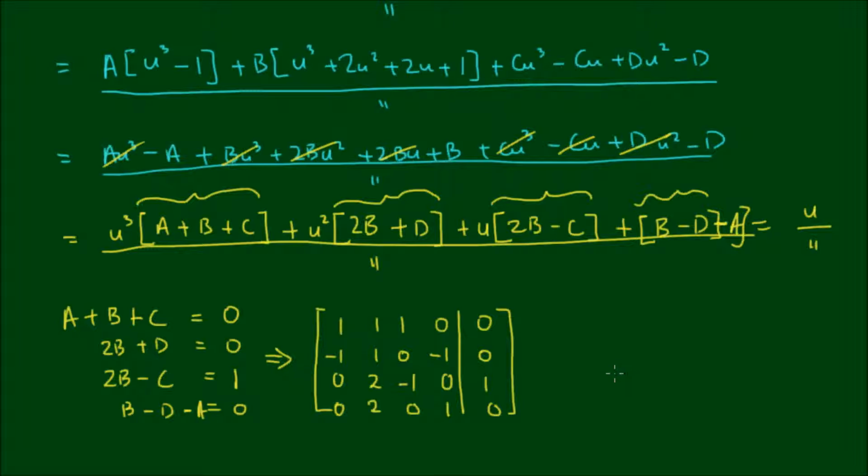Now let's perform some row operations. So if I add row 1 to row 2 to form a new row 2, I will get 1, 1, 1, 0 and 0, which remains. 1 plus negative 1 is equal to 0. 1 plus 1 is equal to 2. 1 plus 0 is equal to 1. And 0 plus negative 1 is equal to negative 1. And 0 plus 0 is equal to 0. And let me write down all of the remaining rows.